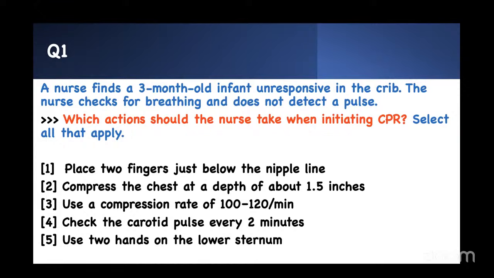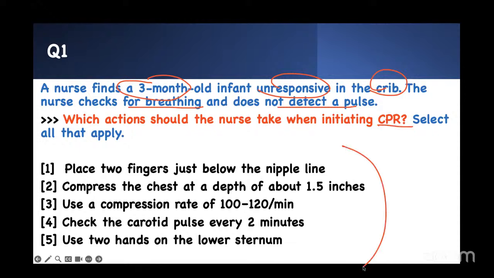Select and apply. Which action should the nurse take when initiating CPR, right? You read the question from the back. And then you go for the buzzword in the question, like I said. The buzzword in the question is what? They told you the kid is what? It's a 3-month-old. Therefore, you know you're dealing with an infant who is unresponsive. He's not moving in the crib. That's the buzzword I told you. And they check the pulse. The kid is not breathing and does not have a pulse. Therefore, we got to do CPR.